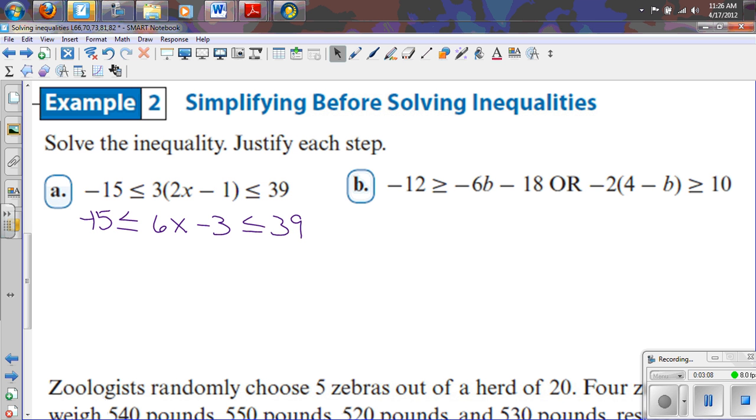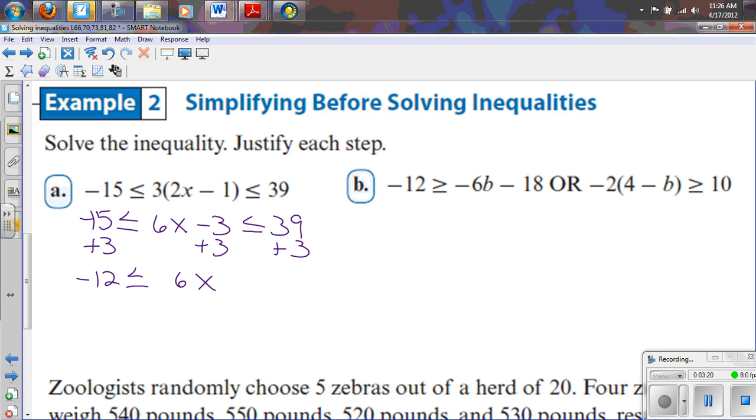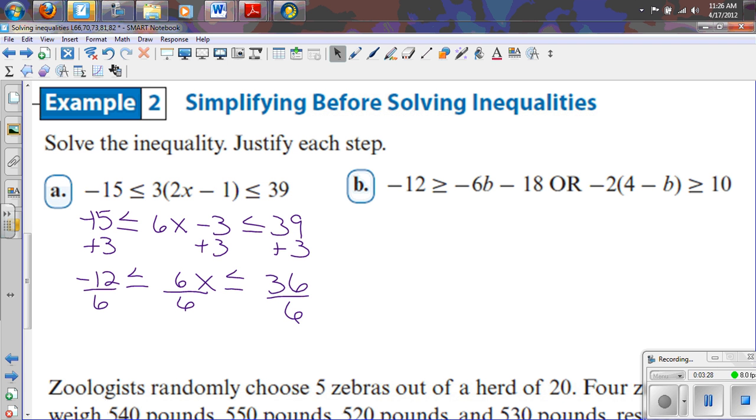Then we need to get rid of the stuff on the inside so that we have x by itself. So we have to add 3 to all parts. That's going to be negative 12 is less than or equal to 6x, which is less than or equal to 36. And the last part, divide everything by 6. So negative 2 is less than or equal to x, which is less than or equal to 6.